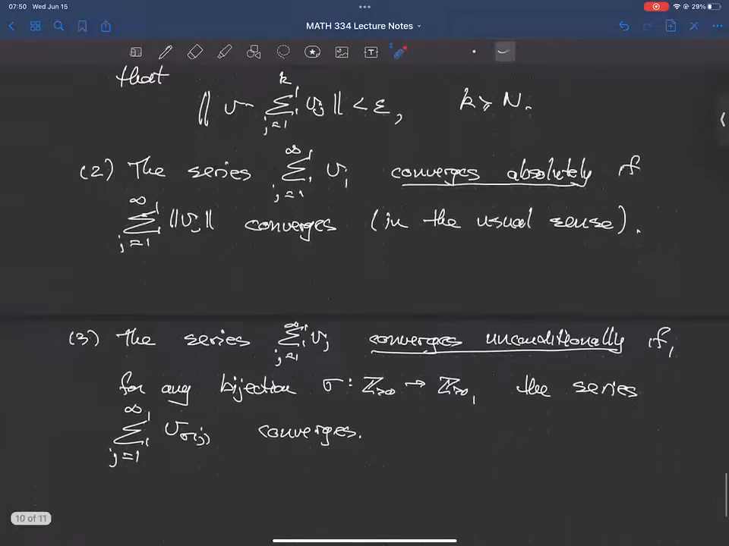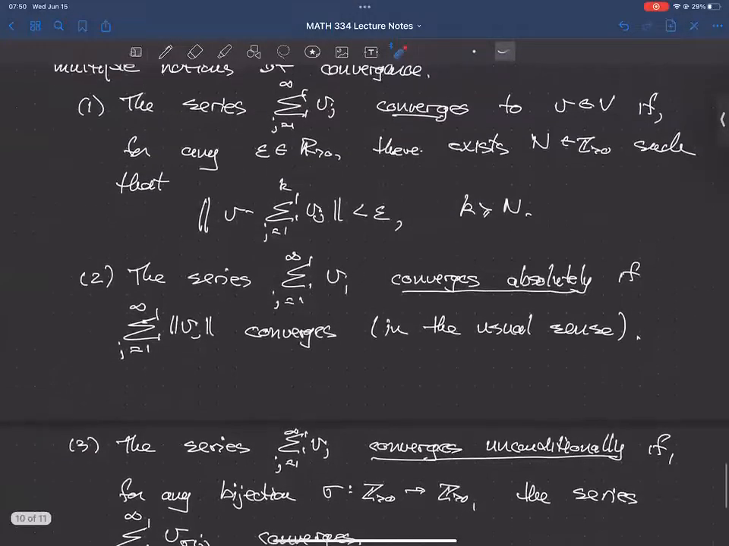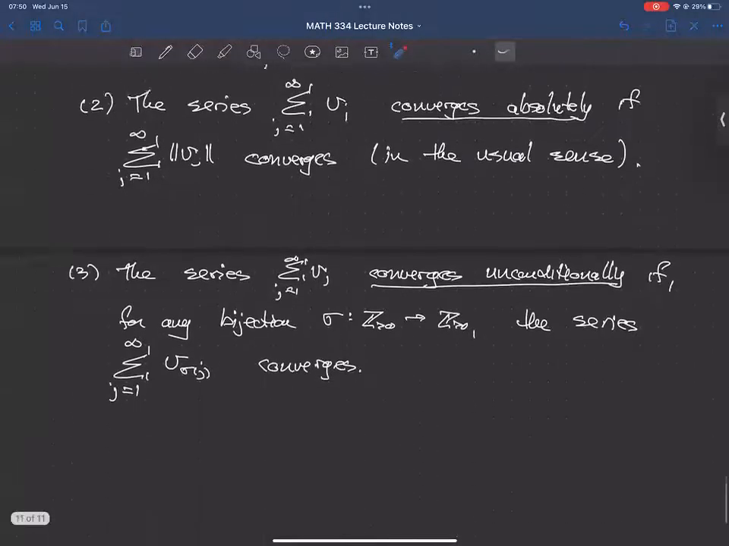Now we're not working here with finite dimensional vector spaces, we're working with infinite dimensional normed vector spaces. So in those cases, what are the relationships between these three notions of convergence?